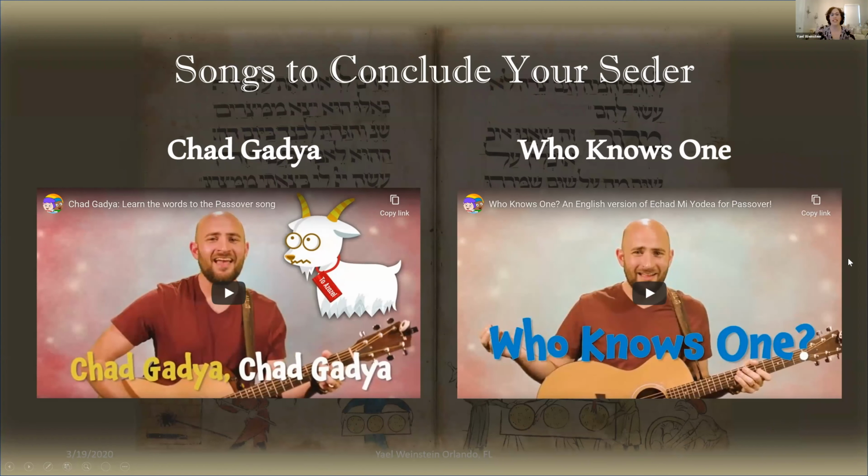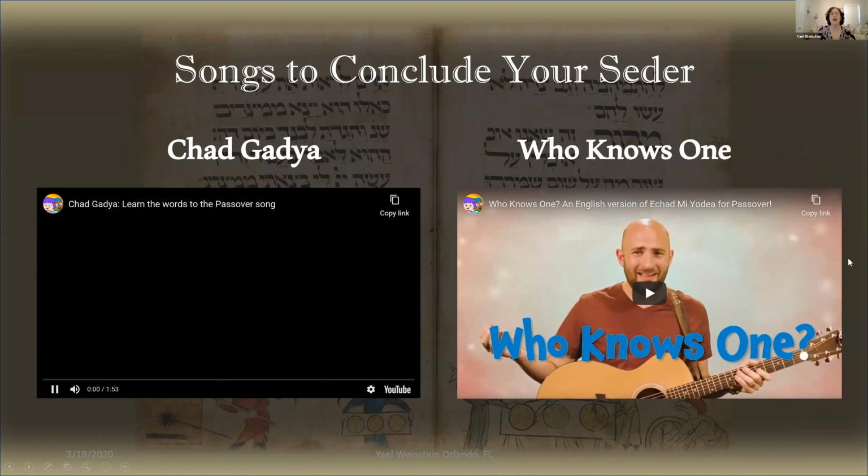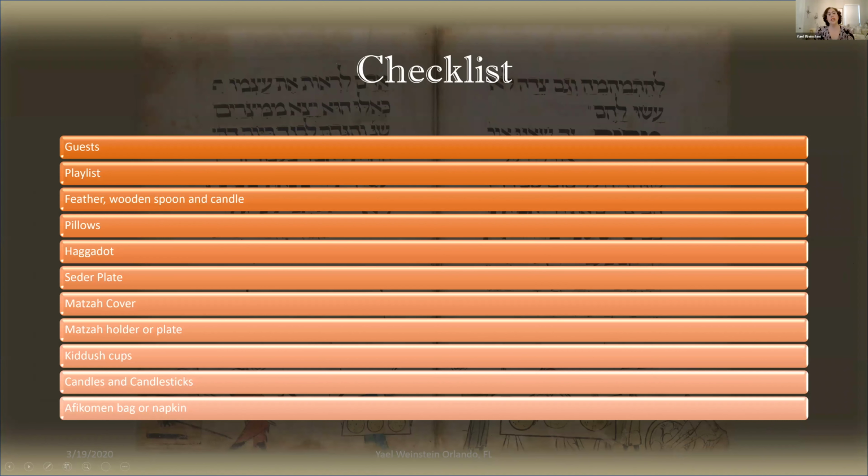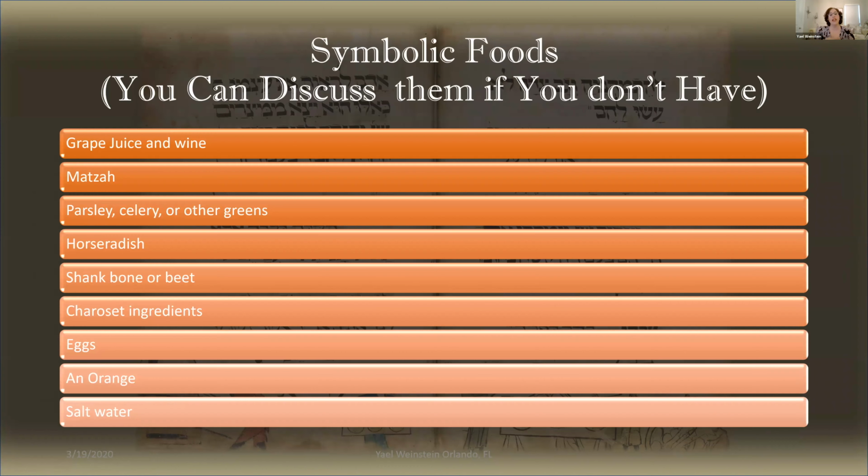And there are fantastic versions of those. I'm not going to play them right now. And then at the end of your toolkit, you have a checklist of all the things you're going to need. So you can go to this toolkit beforehand, go make sure you have everything. If you don't have it, you have some virtual versions. You can also find out what symbolic foods are necessary. And if you don't have them this year, if you can't find eggs, it's okay.